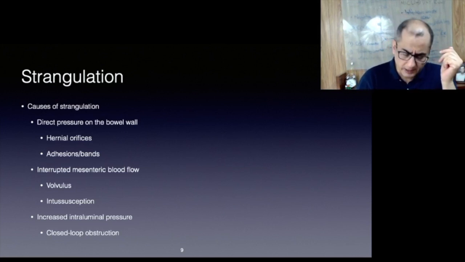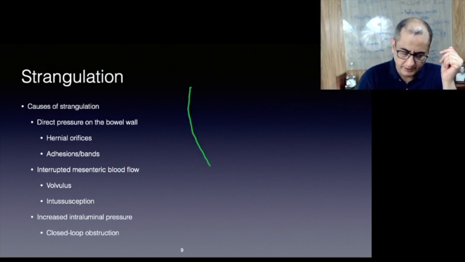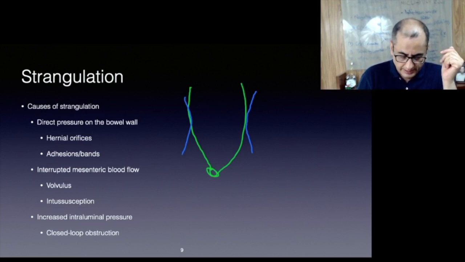Let me do another diagram here. So here we have the bowel wall. Okay, let me do it in another color. We'll do it in green. So this is the bowel, and this is obstructed here, and we've got these veins here. Okay, and these veins, the gas produced is compressing these veins.